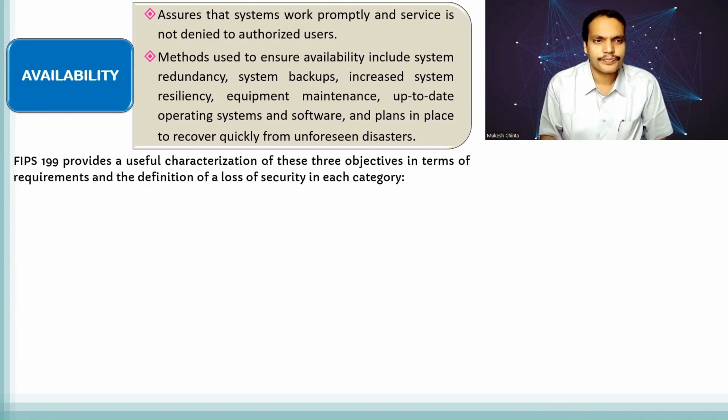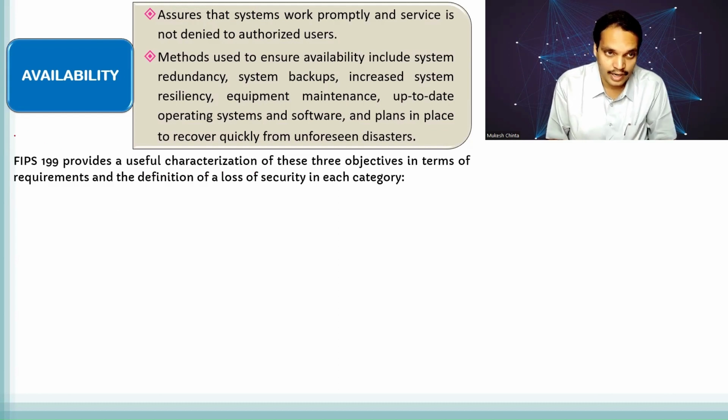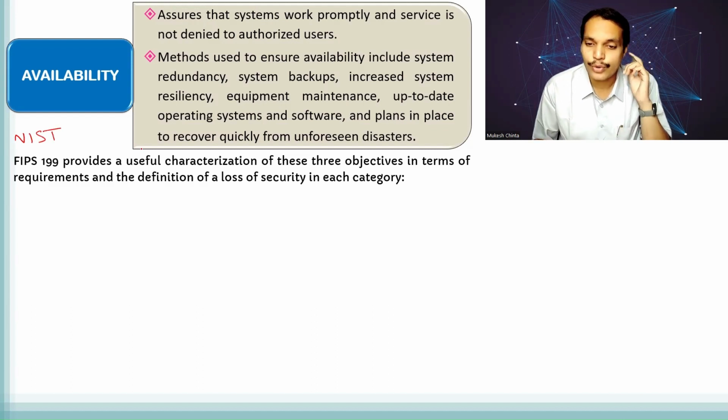Okay. Now, there is something called FIPS. FIPS 199 is also one of the standards given by NIST, which stands for Standards for Security Categorization of Federal Information and Information Systems. So this is the standard given by NIST. Once again, NIST.